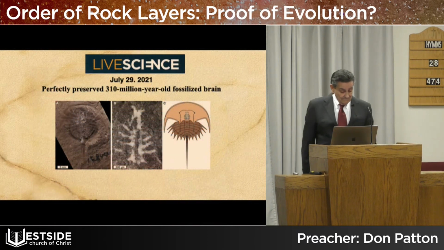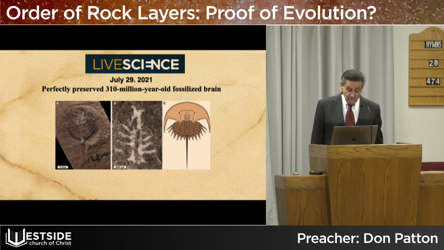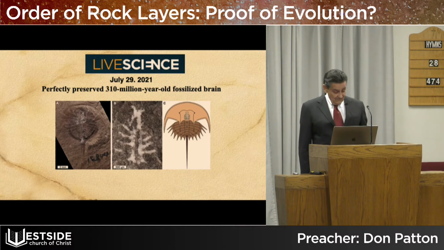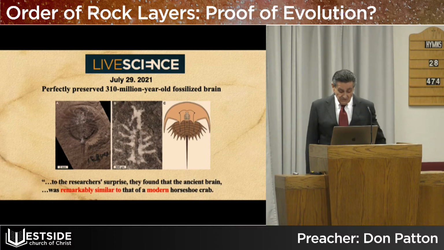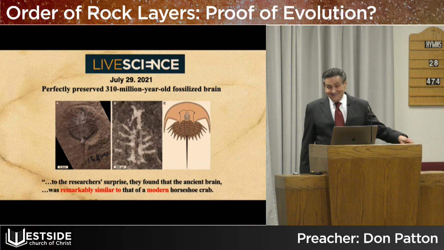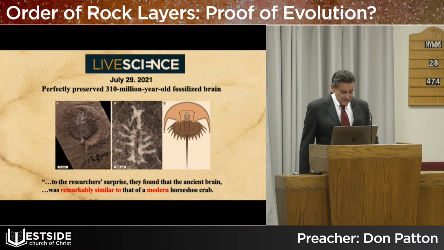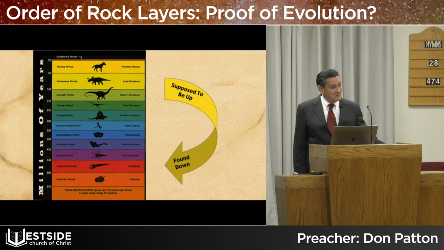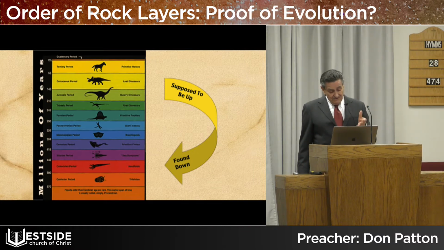Interestingly, just in 2021, a perfectly preserved 310 million year old fossilized brain of a horseshoe crab. Researchers were surprised they found the ancient brain remarkably similar to a modern horseshoe crab's. It's all the same. And there are other very interesting things about the crab that we're tempted to talk about, we'll forget for now. But here is that which is supposed to be down found up.